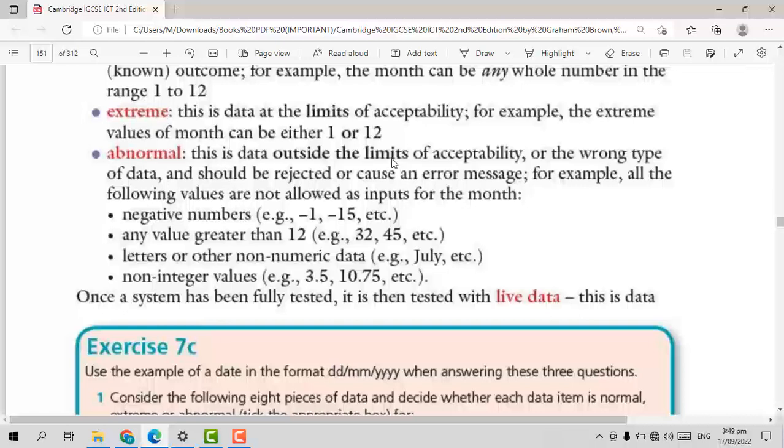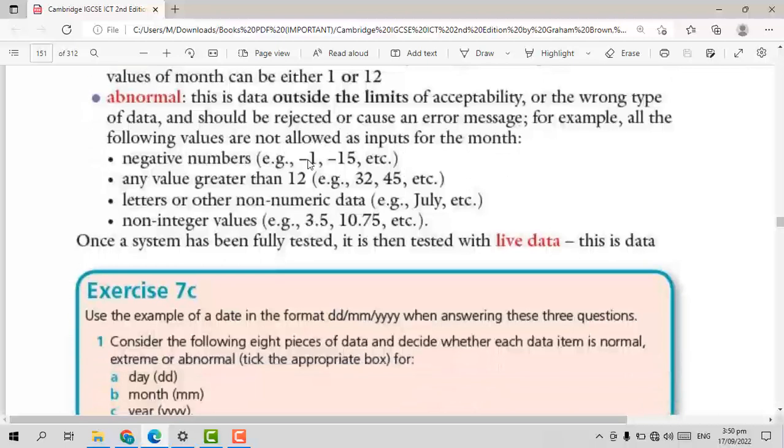Abnormal is data outside the limits of acceptability or the wrong type of data, and should be rejected or cause an error message. For example, all the following values are not allowed as inputs for the month. Negative numbers, -1, -15, that's abnormal. 32, 43, values greater than 12, they are abnormal. Letters or other non-numeric data, for example, July, abnormal. Non-integer values, for example, 3.5, 10.75, they are abnormal.